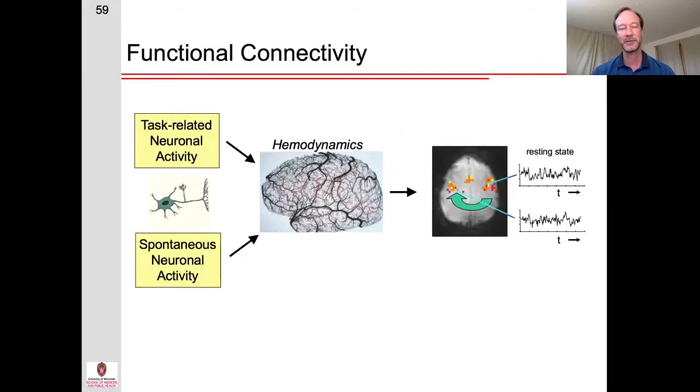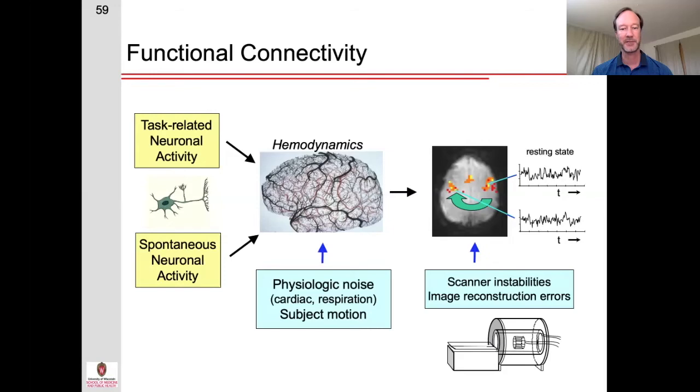And this is a valid question because the way we define functional connectivity is that we look for areas where the signal fluctuates in synchrony. That is, if 2 parts of the brain have their signal go up and down together, we call them functionally connected. But there are a lot of other reasons why 2 parts of the brain could be going up and down in the signal together. Such as physiological noise, heartbeat and respiration, subject motion, or other kinds of scanner instabilities. So let's take a closer look at these different kinds of sources of noise.